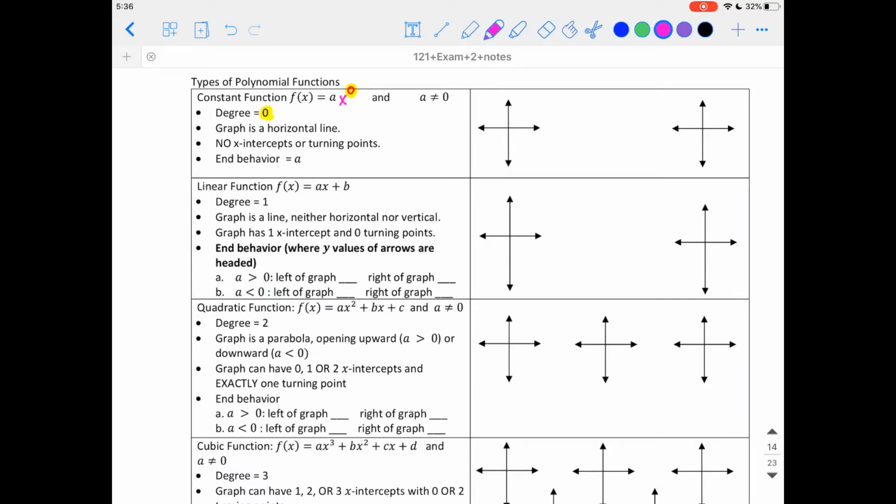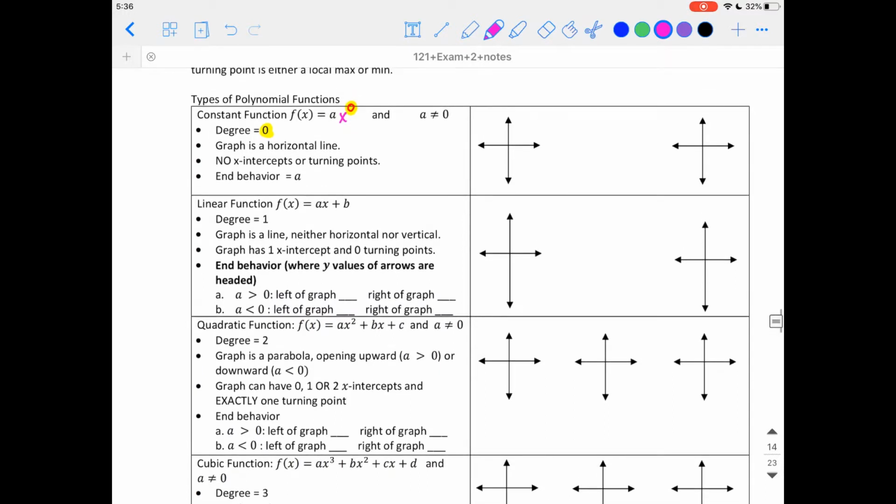The graph is a horizontal line. It has no x-intercepts, no turning points. So another name for f of x is y. And let's just say, for example, that we have y is equal to some number, and we'll say that it's 3. And so if I say here y equal to 3, it's technically a horizontal line.